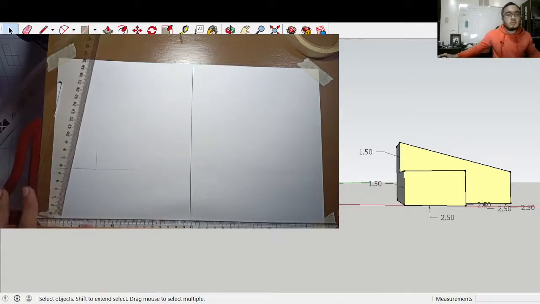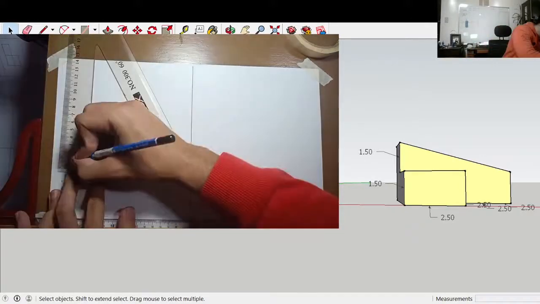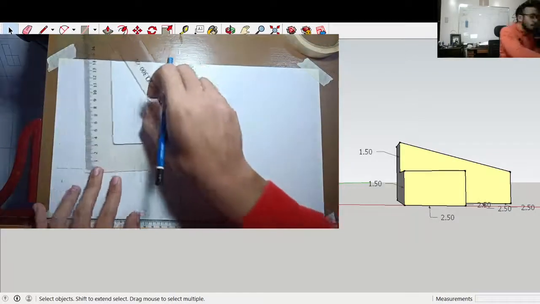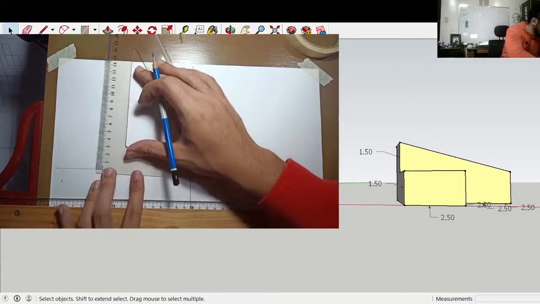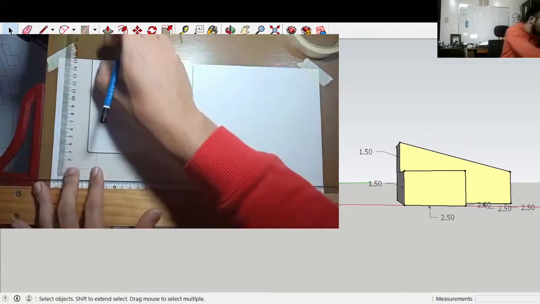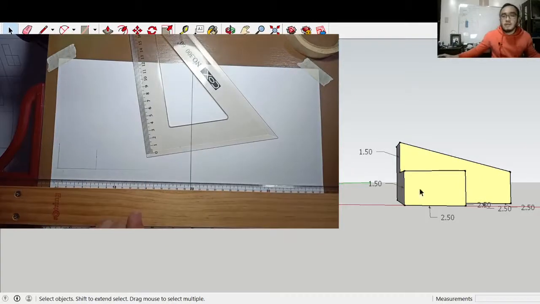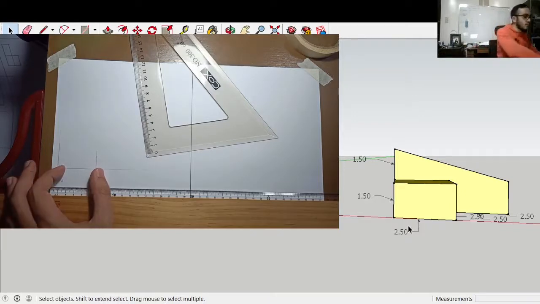So, we would be drawing a 3-meter line on this side right here. 1, 2, 3. So, this is 3 centimeters. And I will be finalizing that part. And now, what's next? Ito, hatiin natin tong base sa 2.5 meters. I would now be measuring 2.5 from it.